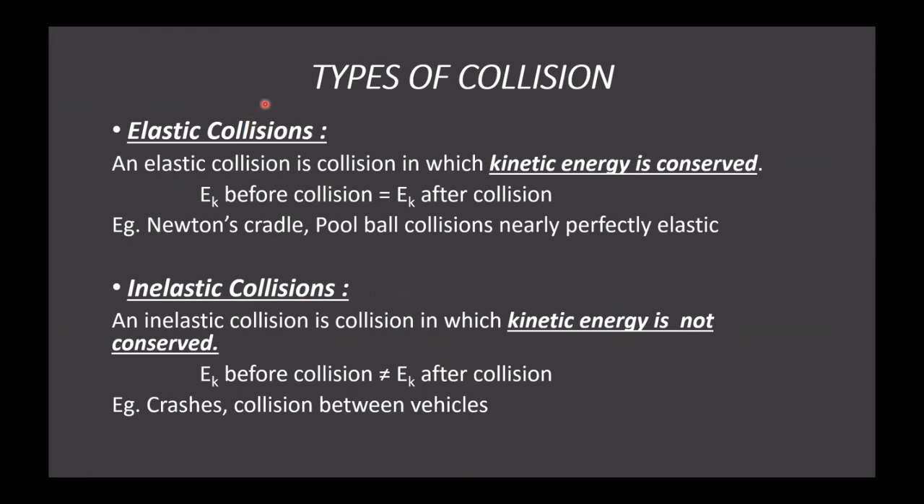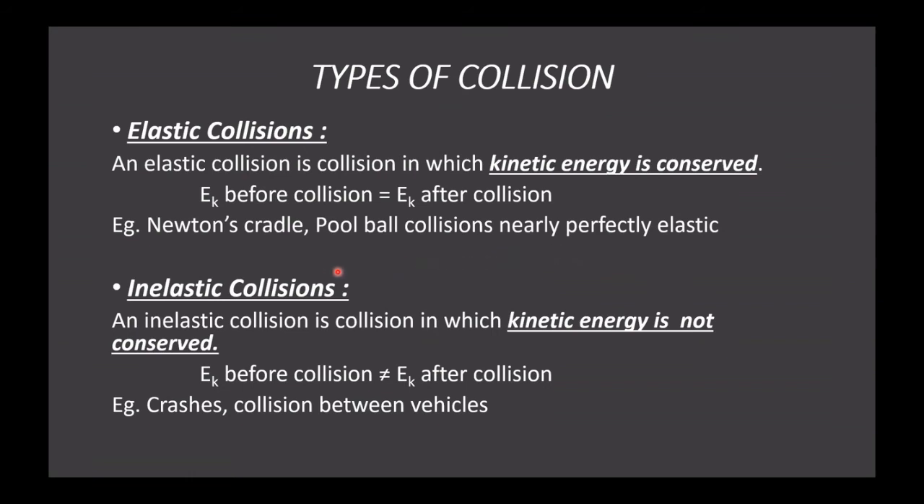Now let's see the types of collision. All collisions are broadly categorized as elastic collisions and inelastic collisions. What is an elastic collision? An elastic collision is a collision in which kinetic energy is conserved. That is, kinetic energy before collision is equal to kinetic energy after collision. But this type of collision is very rare in practice. Still, you can quote examples such as Newton's cradle and pool ball collisions, which are considered nearly perfectly elastic. There is a very little loss of kinetic energy that can be neglected.